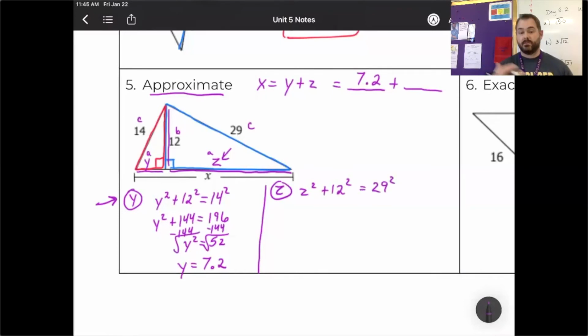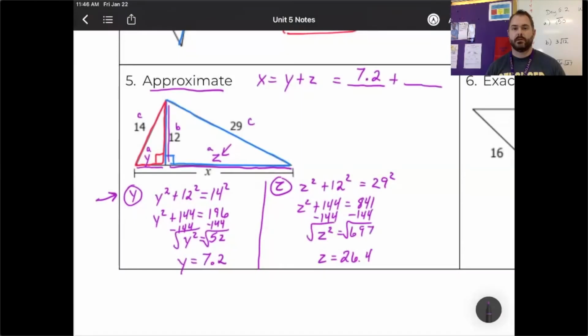So what I want you to do again, pause the video here. When you're ready to find your answer for Z, or you think you have it and you want to check, click play. This is what we should get. Z should equal 26.4. So when I add those together to get my length for X, I should get 33.6 for a total length.